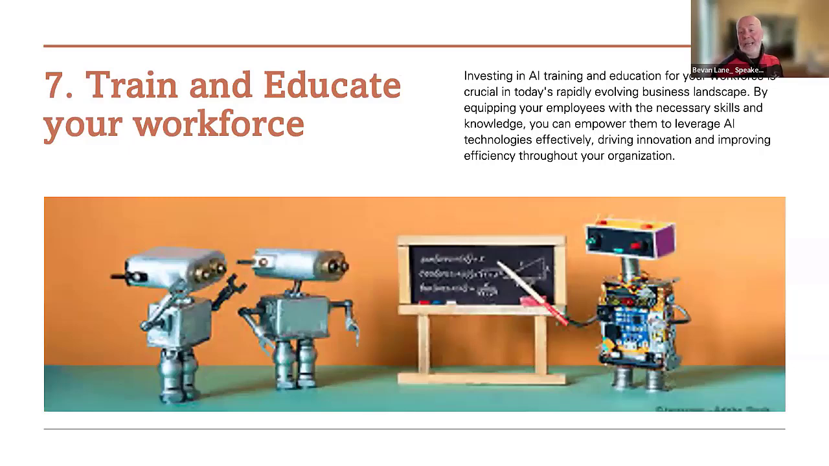Okay, training and education. Critical. Go and tell people about it. Go and tell people what to do. I love this picture. It's about robots being trained, you training your AI, but investing is critical. It'll drive innovation and improve efficiency through organization, all those words we use quite a bit. But make sure that people know what they need to do.